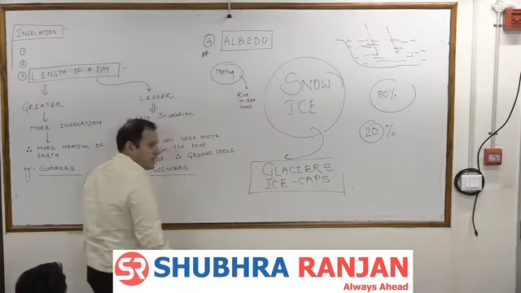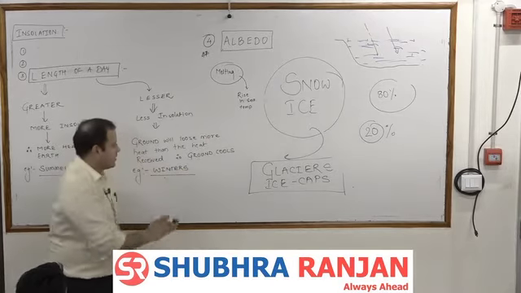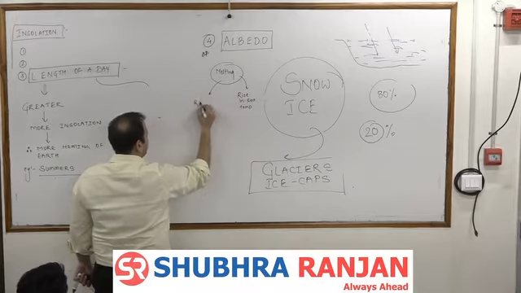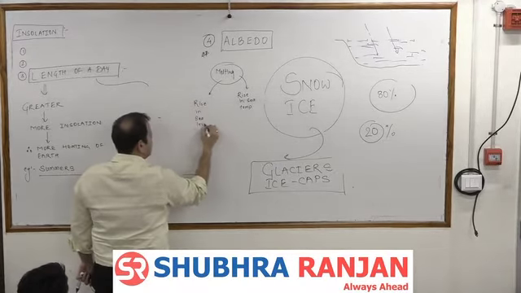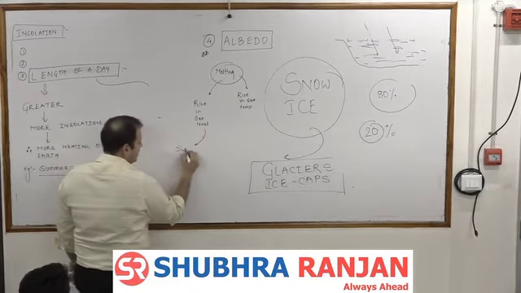Second, due to melting of ice caps and glaciers, क्या होगा? Sea का level will rise or decrease? Sea का level is going to rise, so there will be rise in the sea level. जैसे ही sea level will rise, what will happen? There will be submergence of coastal areas.